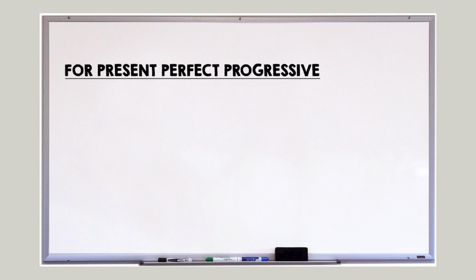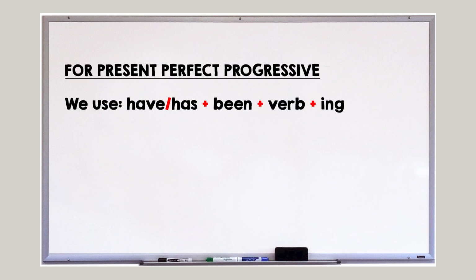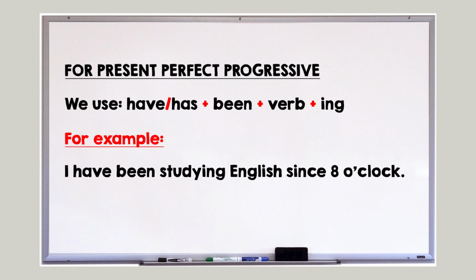For present perfect progressive, we use have or has plus been plus verb plus ing. For example, I have been studying English since 8 o'clock.